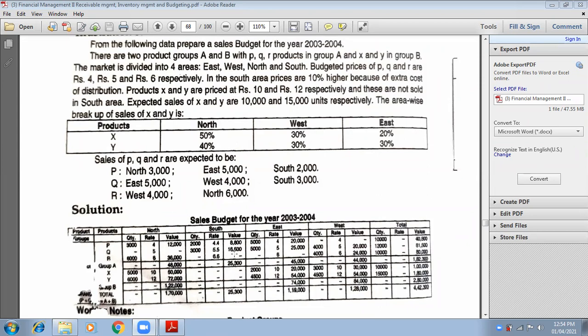Do it for west. Quantity? West total quantity 8,000. Very good. And total value is? 44,000. Very good. And last column total?